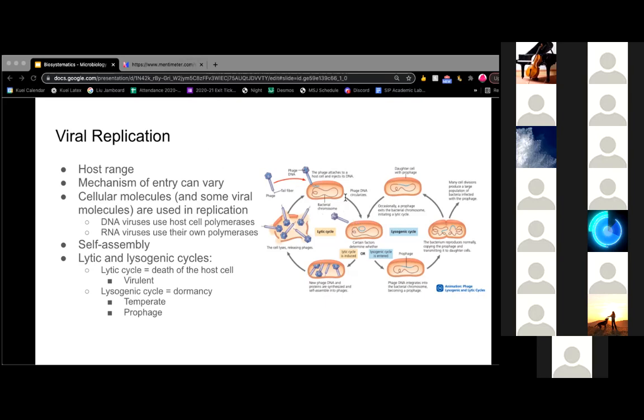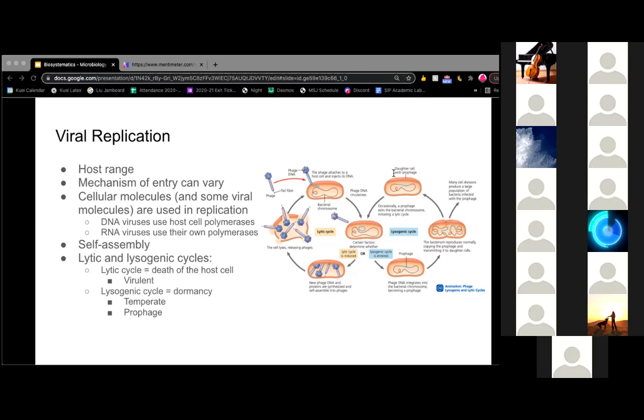The lytic and lysogenic cycles are two methods of viral replication in phages and other double-stranded DNA viruses that are well studied. So in the lytic cycle, a virus infects a cell, replicates, and then lyses, or bursts out of the cell, which causes the cell to die. So this just results in immediate death of the cell. And then the viruses that burst out of the cell can go on to infect more cells. And a phage that replicates using only the lytic cycle is known as a virulent phage.